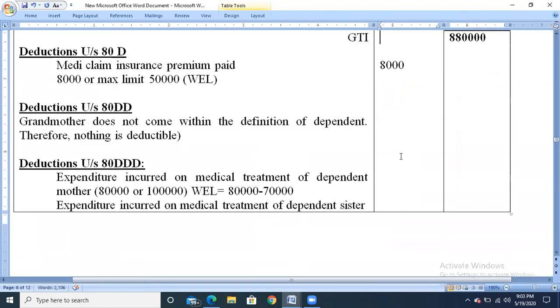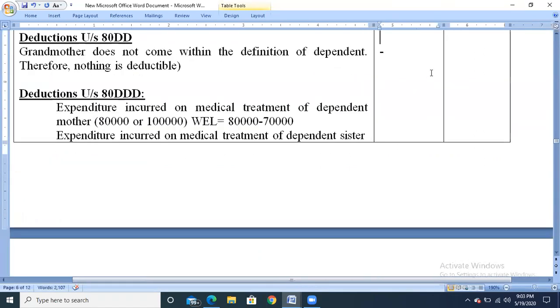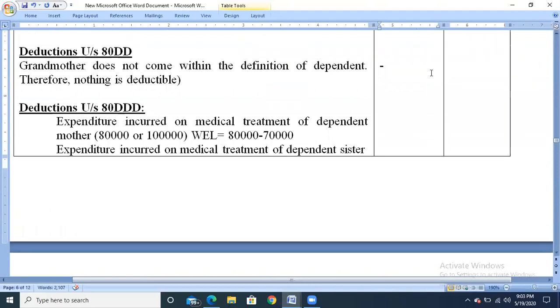Next, deductions under section 80DD. Grandmother does not come within the definition of dependent, therefore nothing is deductible, because he has incurred the expenditure on the grandmother. She is not given in the definition of family member, so the amount will not be claimed as deduction. So amount will be nil.